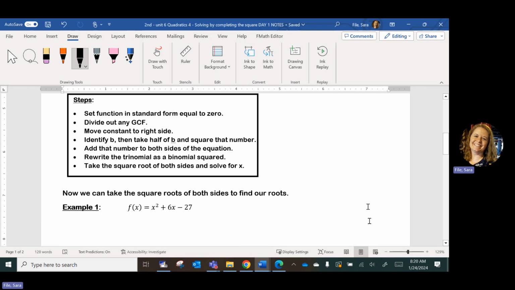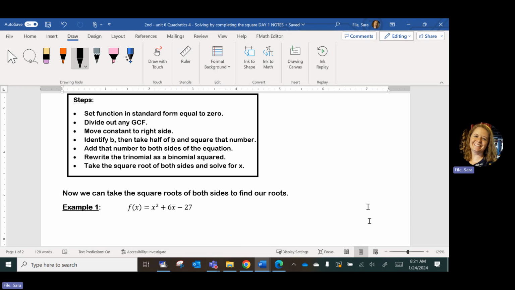All right, so here are the steps we're going to follow for the completing the square process to solving quadratics. Okay, we're going to set our function in standard form equal to 0. Okay, we're going to divide out any GCF that we see. We're going to move our constant to the right side.